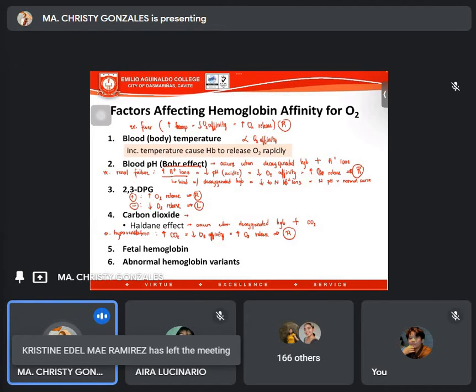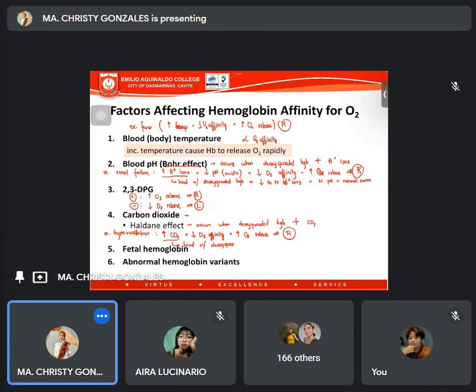Now, how will you normalize that? You will normalize that by binding with the oxygenated hemoglobin. So, syempre, pag nag-bind na yan, bababa na ngayon yung carbon dioxide up to normal level. And then, magno-normal na ngayon yung carbon dioxide mo, babalik tayo ngayon sa normal curve. Okay po? So, that is the Haldane effect. So, that is the relationship between the carbon dioxide naman and the affinity. So, mamaya ko na ano yan.